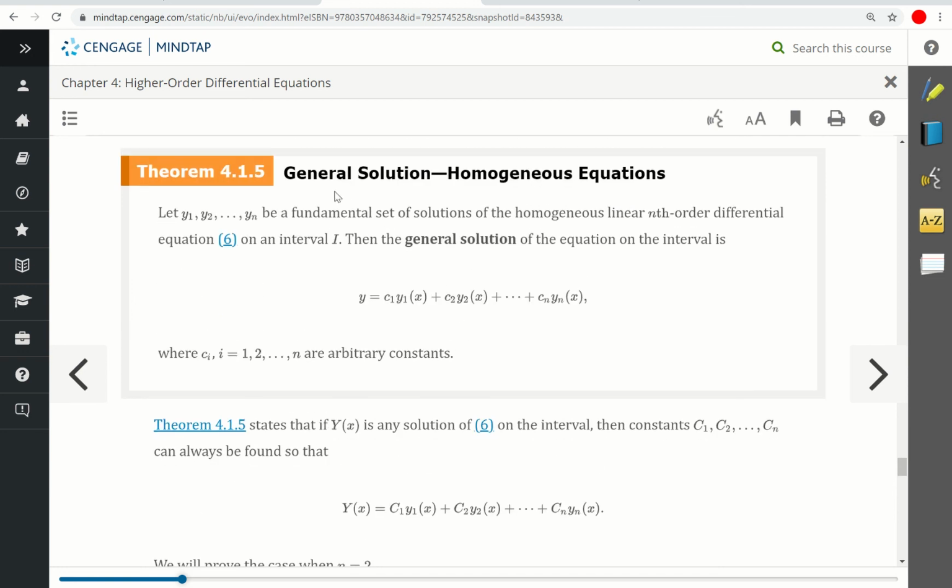And so now here we come to theorem 1.15. This is a very, very important one. Let's suppose that y1 through yn is a fundamental set of solutions of the homogeneous linear nth order differential equation on the interval I. Then the general solution of the equation on the interval is going to be a linear combination of those fundamental set solutions. So if you have a fundamental set, then the general solution is going to be a linear combination from the fundamental set.